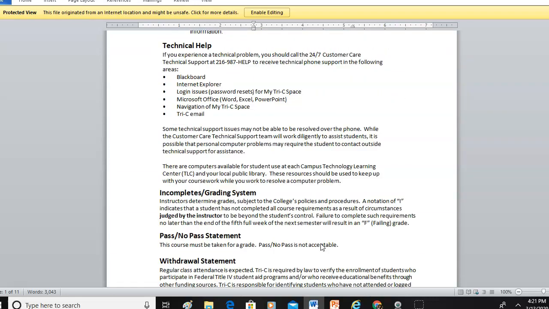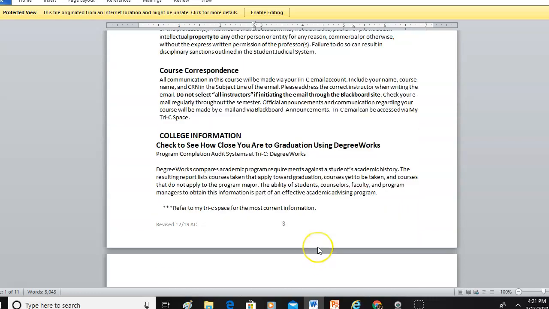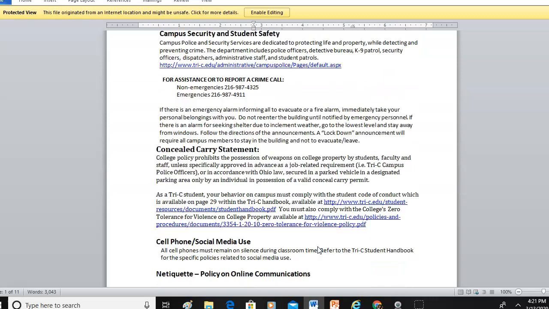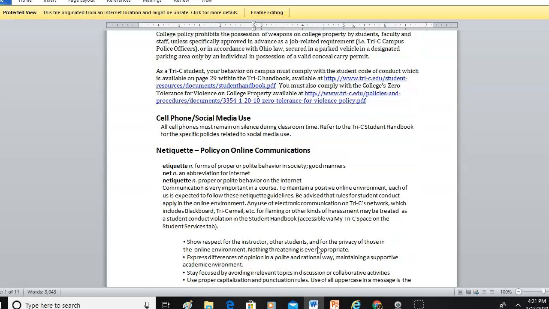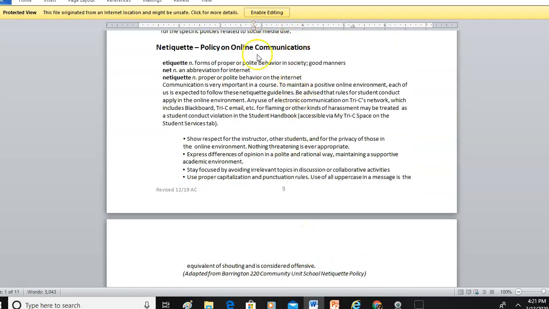The rest of the syllabus is just typical to the other syllabi that you are used to working with in your other courses. It'll just give you information about anything you might need to understand about things on campus, etc.